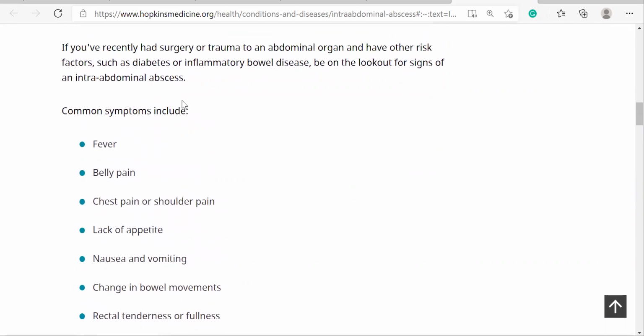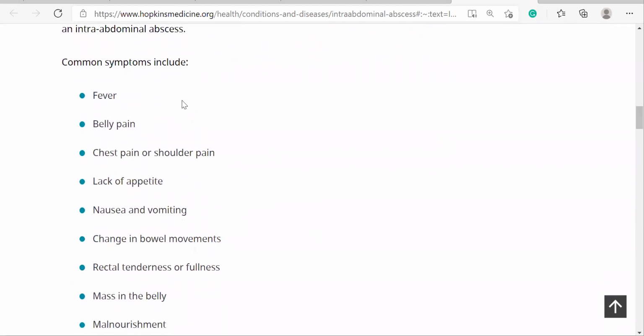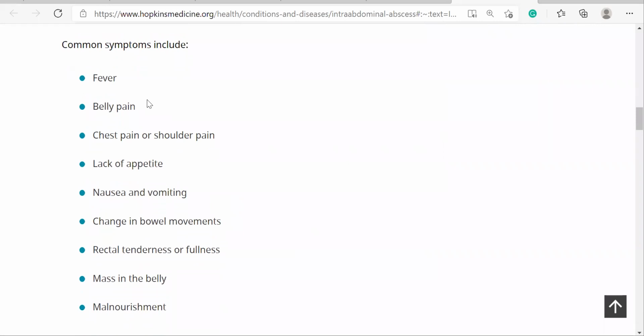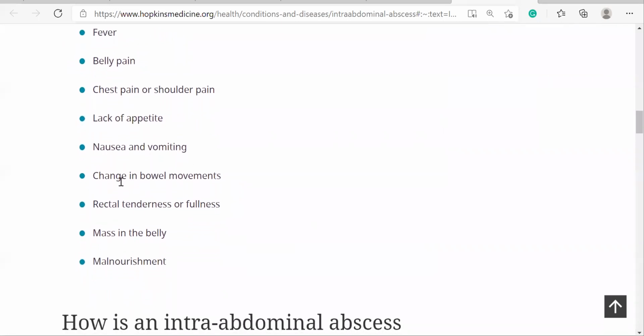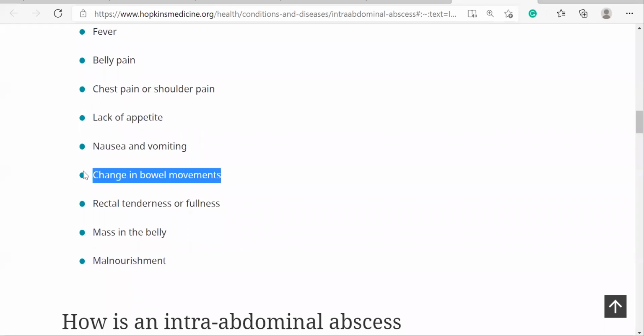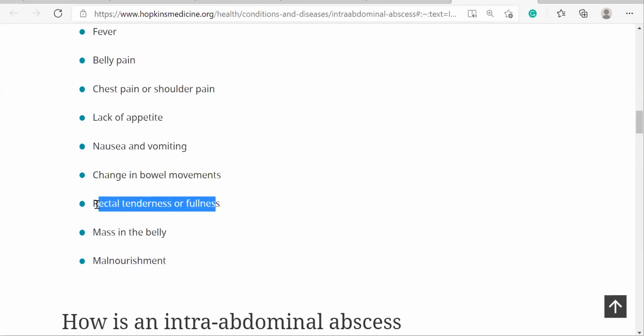What are the common symptoms of an abdominal abscess, especially a pelvic abscess? So the patient would have fever, tummy pain or abdominal pain, lack of appetite, nausea, vomiting, change in bowel movement, which is mainly in patients with pelvic problems. Like I would say with a pelvic abscess, the patient usually has diarrhea. Rectal tenderness is also common. So we have both of these, right? Pararectal tenderness and change in bowel movement.